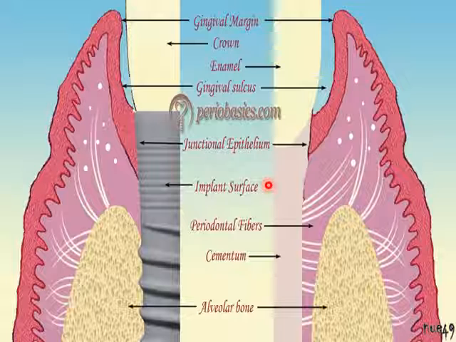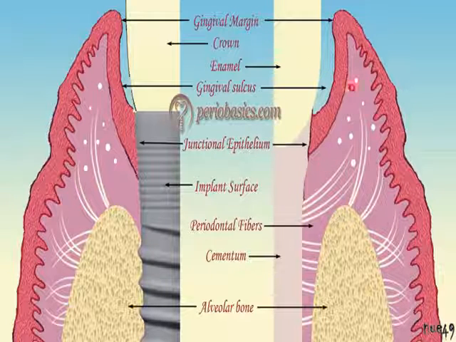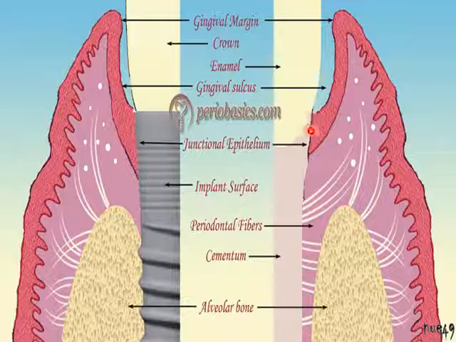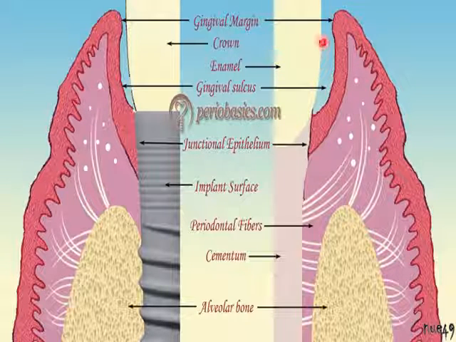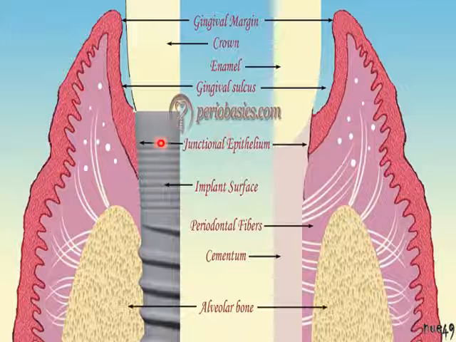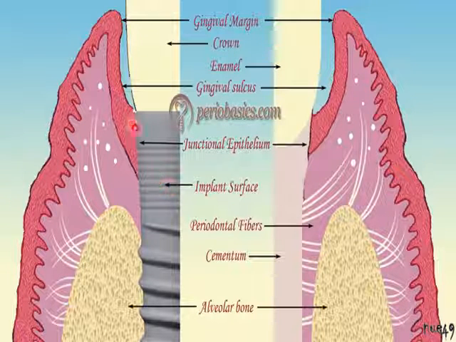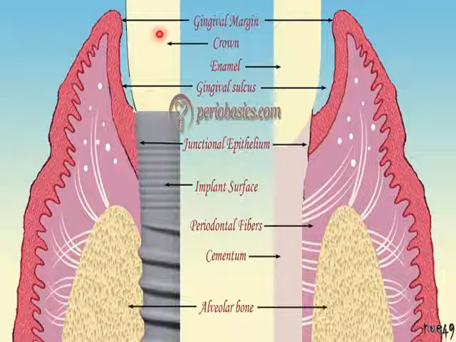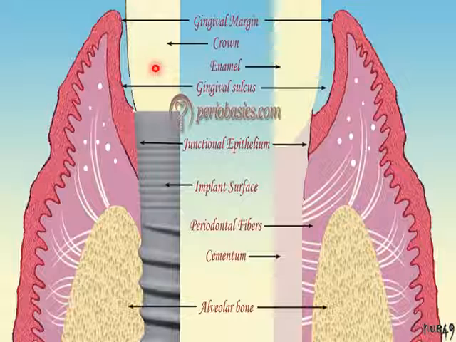This picture represents the normal tooth with junctional epithelium, and this is the gingival sulcus. Here with regard to the implant, this is the implant surface in contact with the junctional epithelium, and this is the crown on the implant. This also represents the gingival sulcus formed here, and this is the alveolar bone.